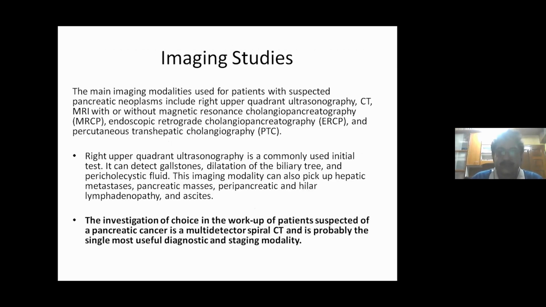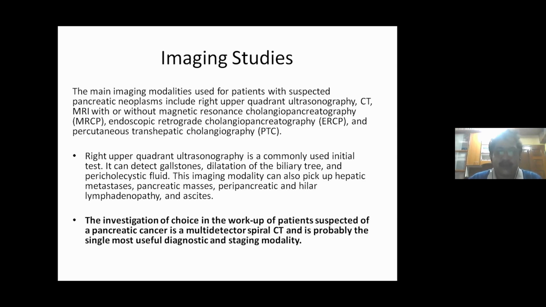unresectable or metastatic disease. Coming to the imaging studies, the main imaging modalities used for patients with suspected pancreatic neoplasms include right upper quadrant ultrasonography, CT scan, MRI with or without MRCP, endoscopic retrograde cholangiopancreatography, and percutaneous transhepatic cholangiography. Right upper quadrant ultrasonography is commonly the initial test. It can detect gallstones, dilatation of the biliary tree, and pericholecystic fluid. This imaging modality can also pick up hepatic metastasis, pancreatic masses, peripancreatic and hilar lymphadenopathy, and ascites.